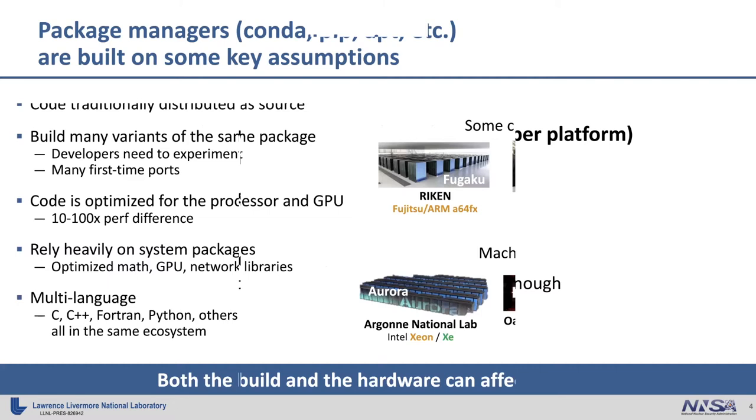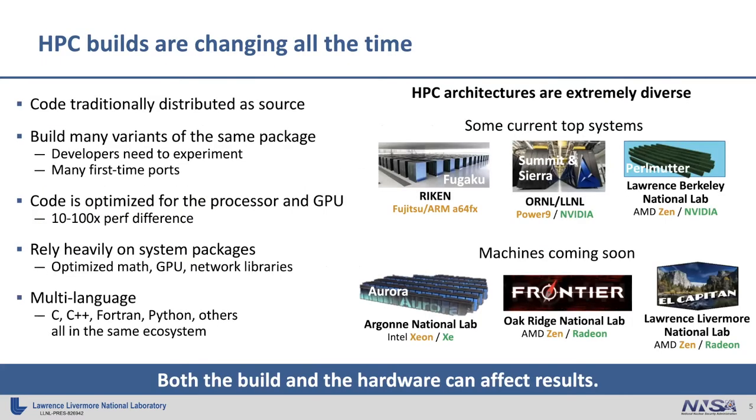If you actually look at reproducibility in HPC, the builds are changing all the time. The code's distributed as source. It's not really distributed as binaries, at least not at the moment. You build lots of different variants of the same package because developers need to experiment with what's there. And the code's optimized for the specific processor and GPU.